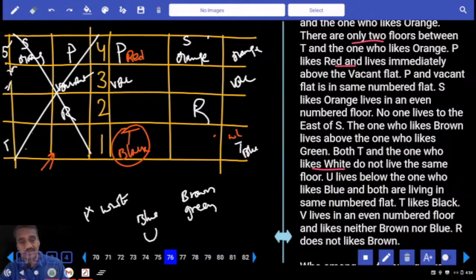White cannot be here. Clear? As white cannot be here, where should white be? Second floor or the third floor? Then next one, U lives below the one who likes blue and both are living in the same number flat.